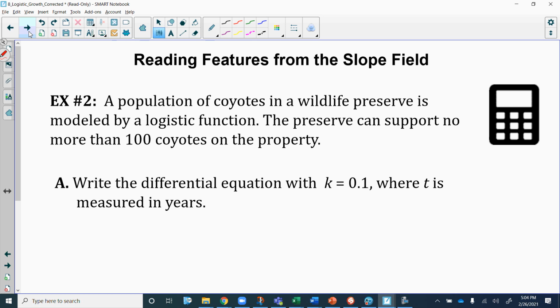Now, it gives us a situation: a population of coyotes in a preserve is modeled by a logistic function. Makes sense. In the real world, we can't have unlimited growth. The preserve can support no more than 100 coyotes on the property. Well, if it can support no more than 100 coyotes, that tells me that's the carrying capacity. So in this case, it's asking us to write a differential equation where K, the relative growth rate, is 0.1 and time is measured in years.